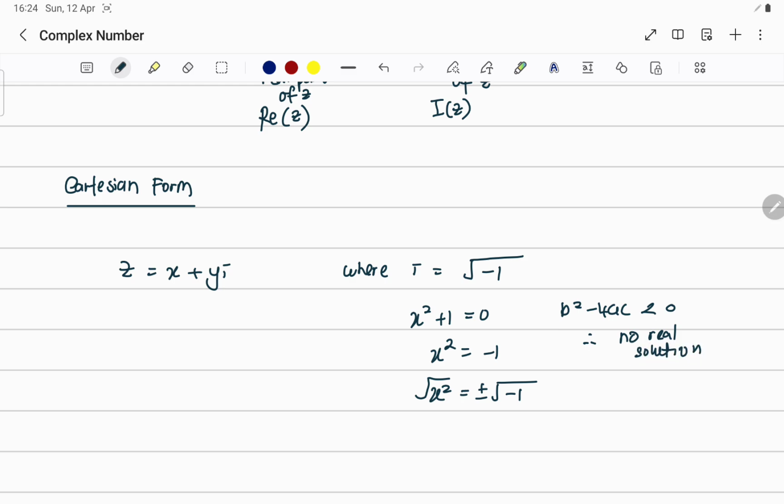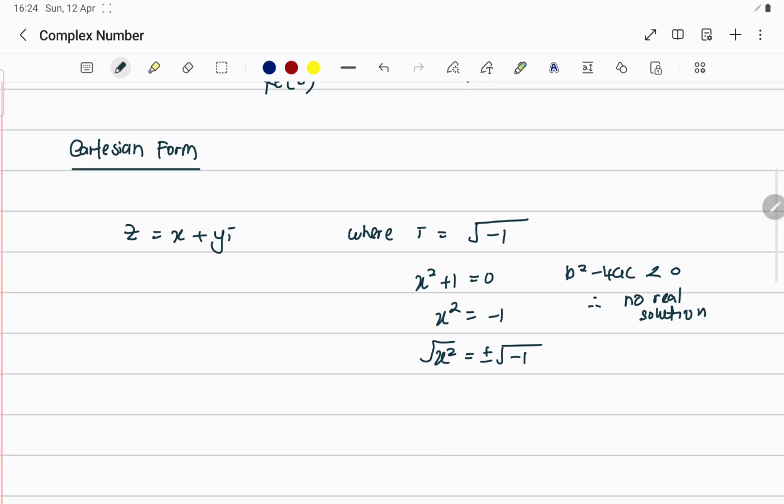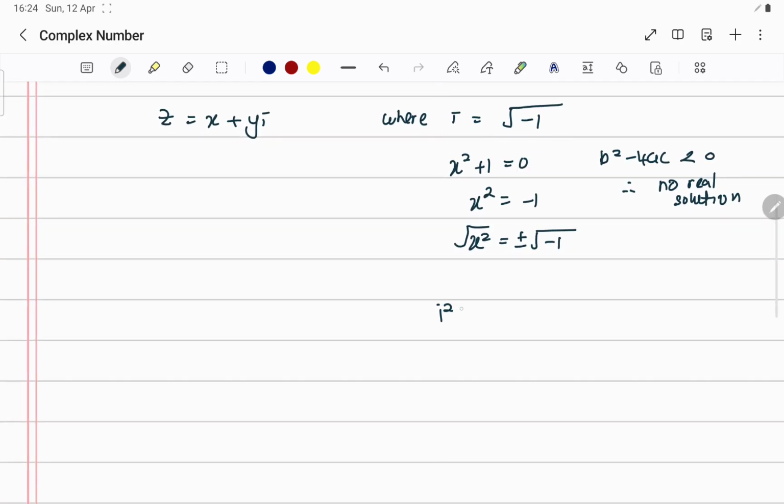So the same concept applies here. The mathematicians said let's create a number whose square is -1. That is why they introduced the complex number, where we have i squared equal to -1, and in order to find i, it is the square root of -1. That is how we got to introduce the complex number.